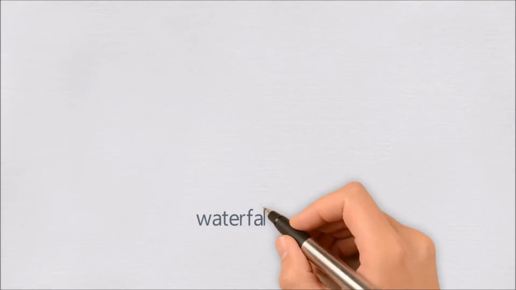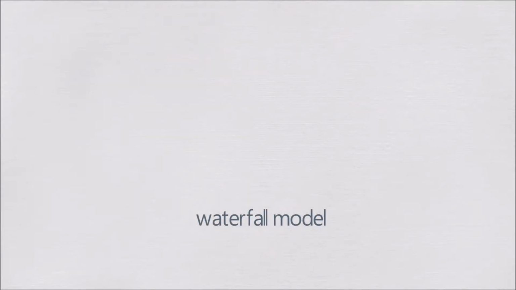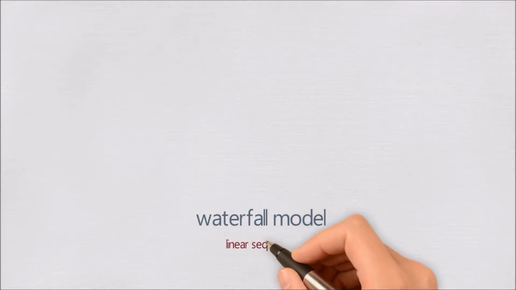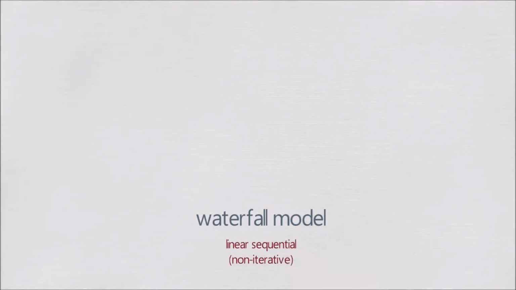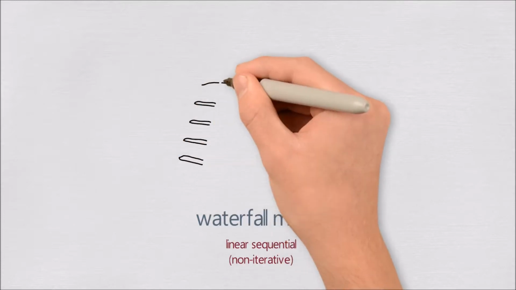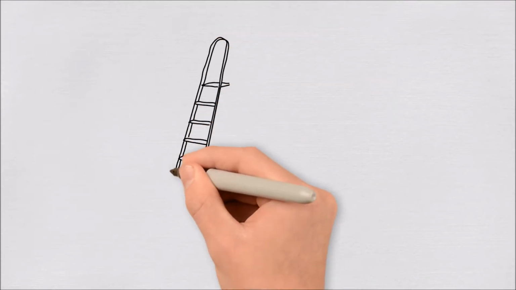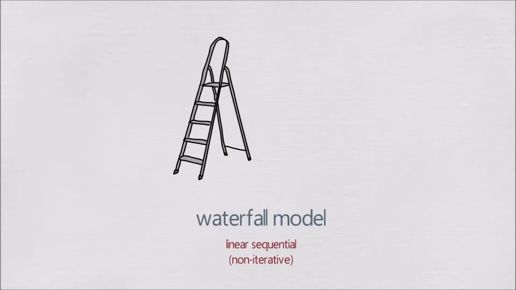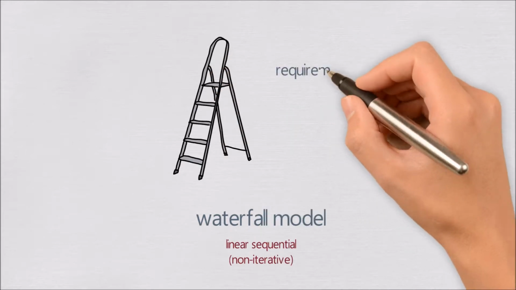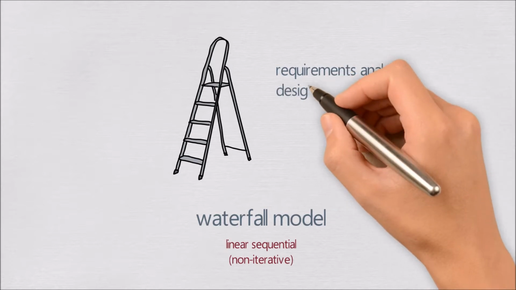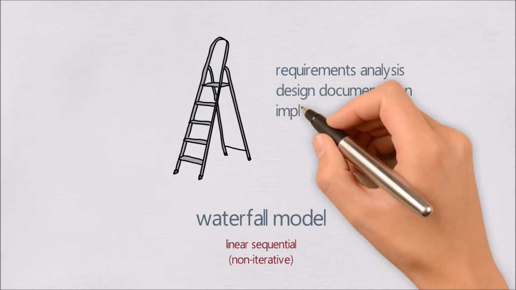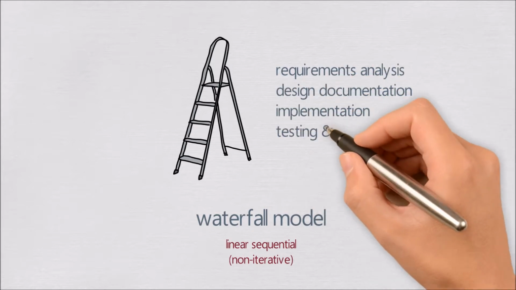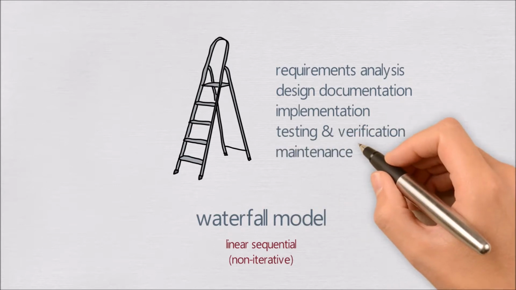First, let's take a quick look at the waterfall model. This is the most basic of prescriptive models. Everything happens sequentially, in a linear cascading top-down fashion, like a waterfall, hence the name. Basic phases are as follows: requirements, design, implementation, testing, and then maintenance.